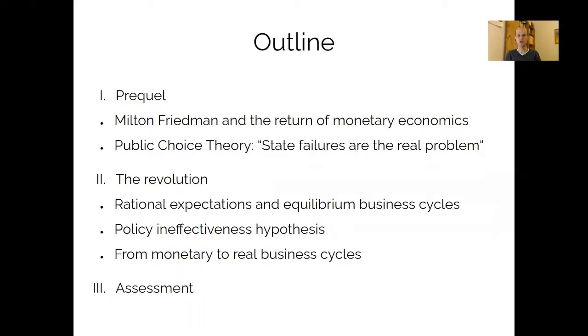Then we will discuss the revolution itself, the shift towards rational expectations models and equilibrium models of business cycles, and we'll talk about the implications. One of those is the policy ineffectiveness hypothesis. And then we move to the first two generations or iterations of business cycle models. The first will be a monetary business cycle model by Robert Lucas, and the second will be the real business cycle theory by Kydland and Prescott. And we'll finish this talk with an assessment of the theoretical shift of the 1970s and the implications it has.